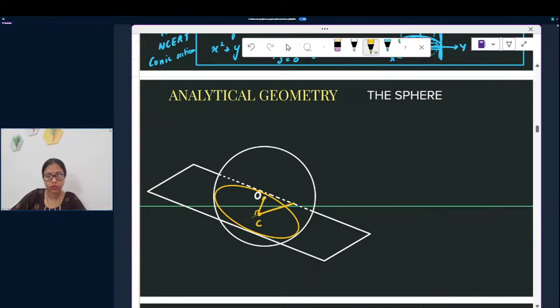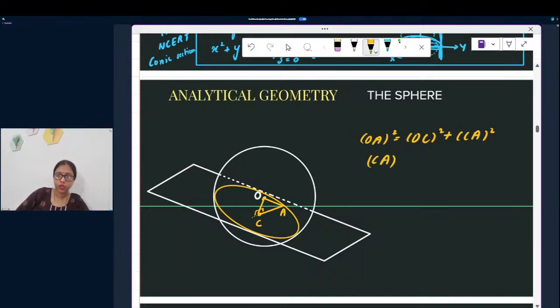C point, let's say this is, okay, so this is 90 degree, right? If this is 90 degree and this is A point, so can you see that OA whole square is equal to OC square plus CA square, Pythagoras theorem? Then what is CA square? CA square is OA square minus OC square.